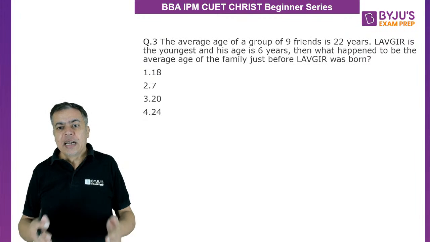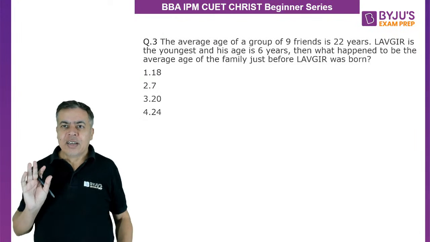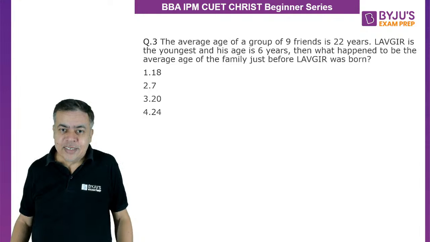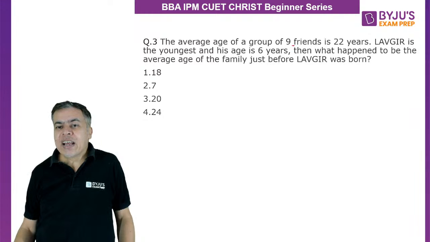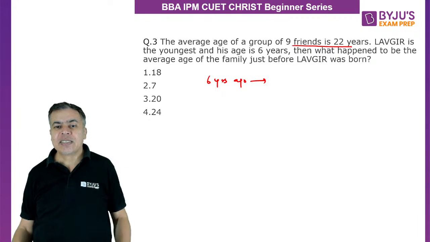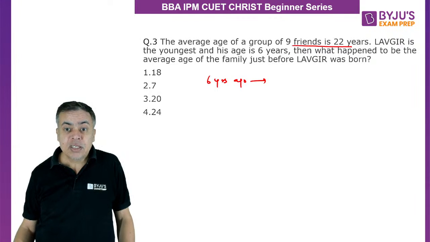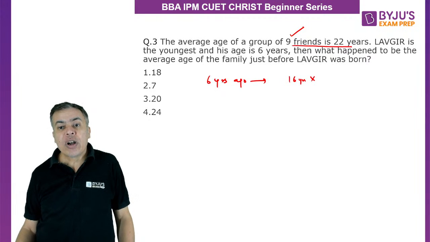Because at that time Lavgir was born, and because he was the youngest, all 8 friends must exist. So that means for the 9 friends, if the current average is 22, and you go 6 years ago, every friend will become 6 years younger. So the average will fall by 6. It will become 16 years. But it is for 9 friends. That means the total becomes 144 years, 6 years ago.